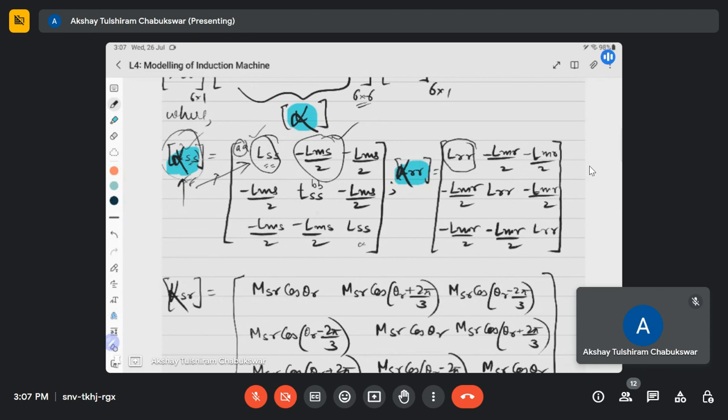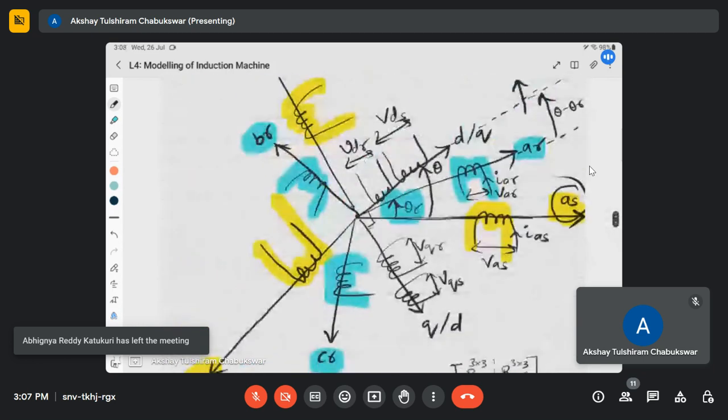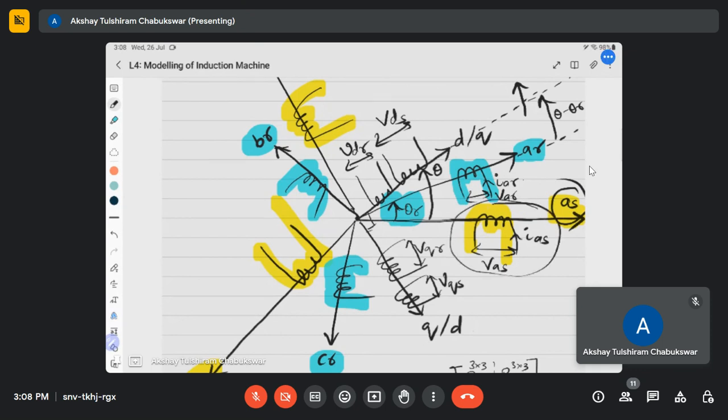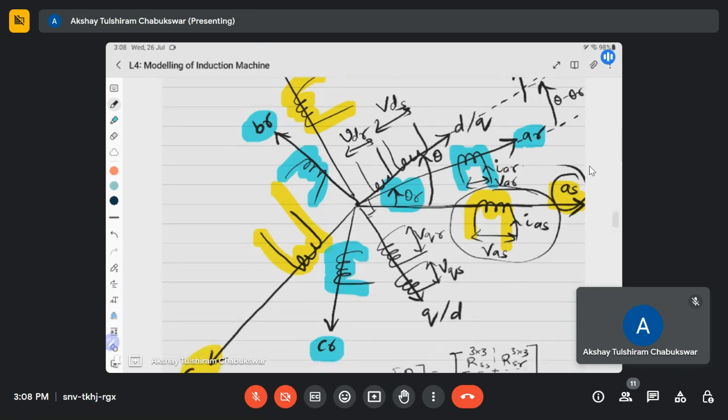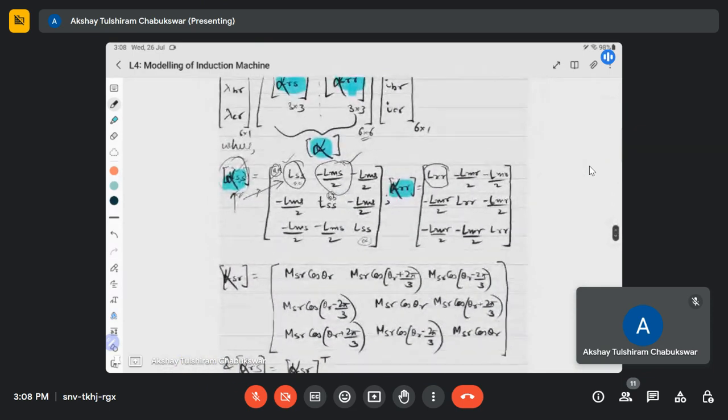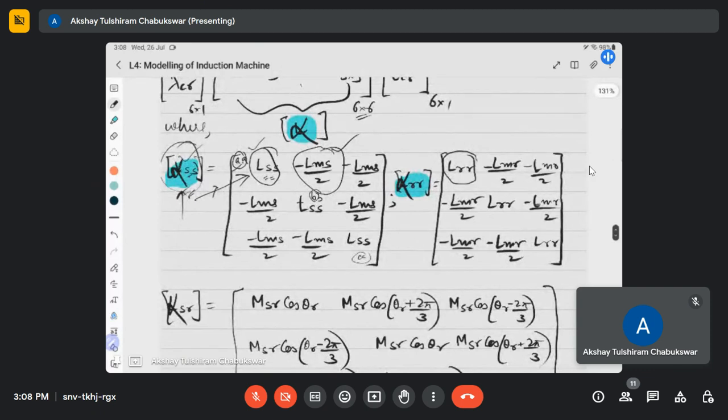What is the meaning of AA, BB, CC? AA means this LSS term is nothing but the inductance in the A stator coil due to the current flowing in the same A stator coil. This is the coil. Why coil? Because I told you a distributed winding is now assumed as a concentrated winding. So LSS is nothing but the inductance induced by the current flowing in a coil due to its own current.